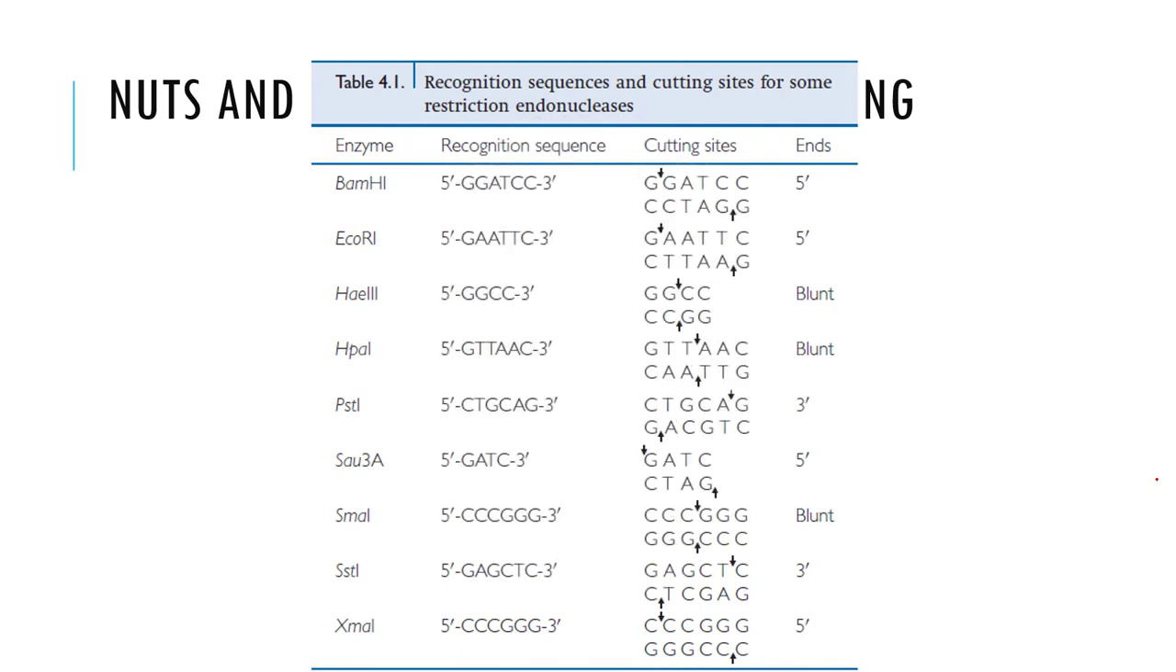This is a short table taken from the book Genetic Engineering, and it displays various enzymes. As you can see, we have just seen these two, BamHI and EcoRI. These are their recognition sequences, and these small arrows tell you where they make their cut. These are the places where they cut the DNA molecule. So we have EcoRI, HaeIII, and this 3 means it was the third enzyme identified. Then HpaI, PstI, and then Sau3A, and so forth.